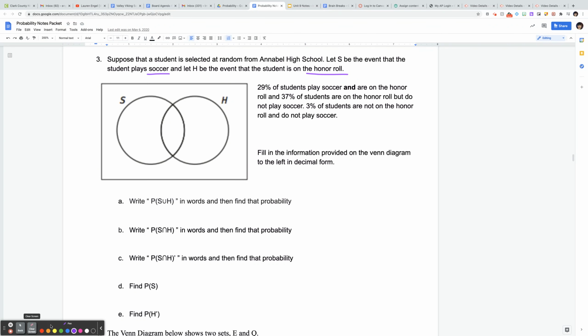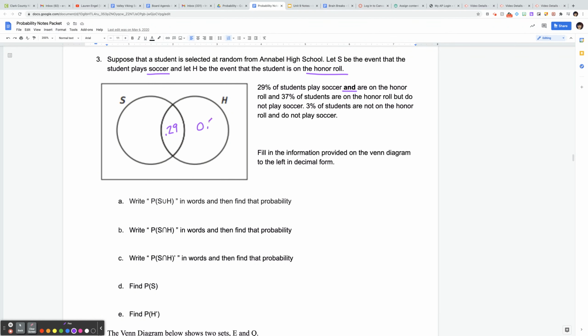Okay, so they say 29% of students play soccer and are on the honor roll. So remember, and is this intersection part. I'm going to convert these to decimals, so that's 0.29 goes in there. And then it says 37% of students are on the honor roll but do not play soccer. So that's this part right here, the part of the honor roll circle that's not also connected to the soccer circle.